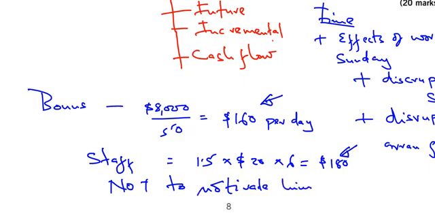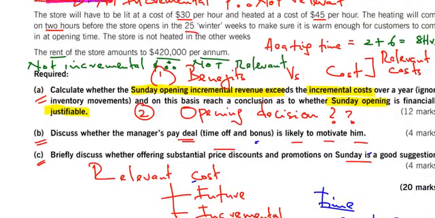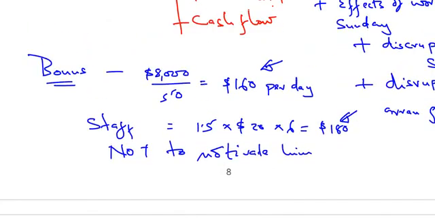So you can go, we're looking for 4 marks. We've discussed the bonus and the time. So please always try to break down the question. So they told us to discuss the pay deal in terms of time off and bonus. So we've clearly shown that, and we've also mentioned whether this will motivate him or not. Okay? So that's the basic way of answering this. We've talked about both, and we've shown that this won't motivate him.